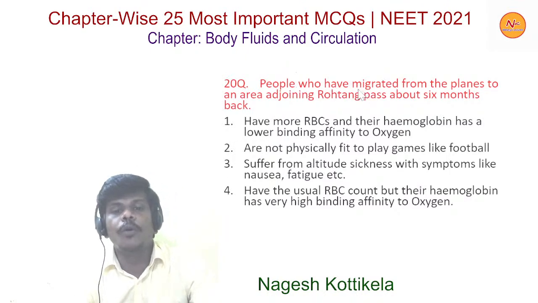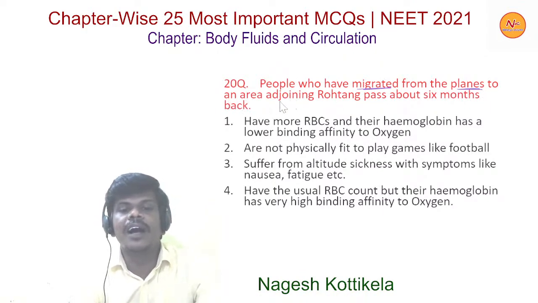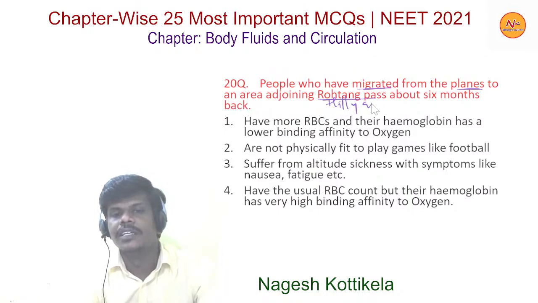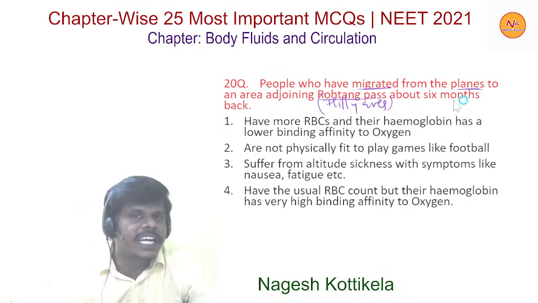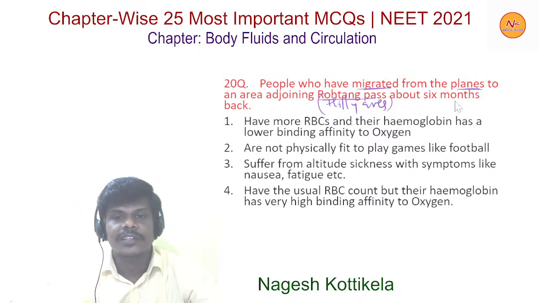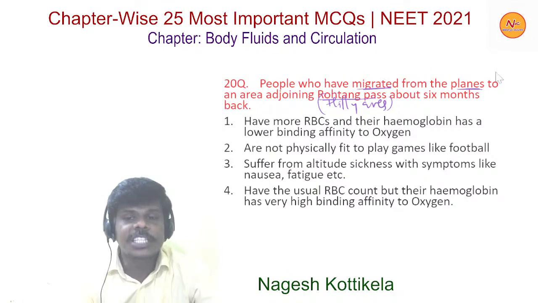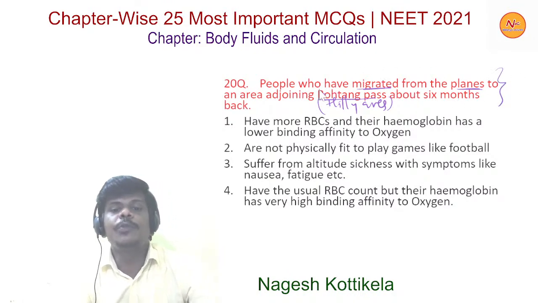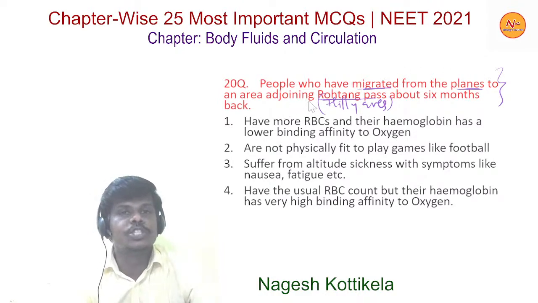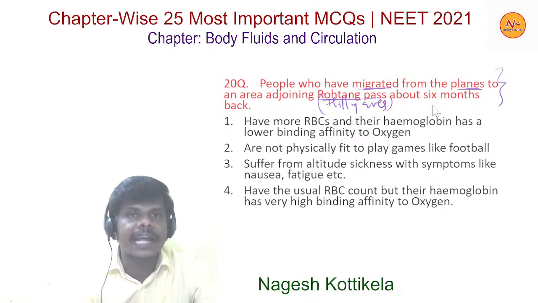People who have migrated from the plains to an area adjoining Rohtang Pass. This is a hilly area. Okay, so plains to hilly area, the people migrated. Now, I repeat this question once again. People who have migrated from the plains to an area adjoining Rohtang Pass about 6 months back.